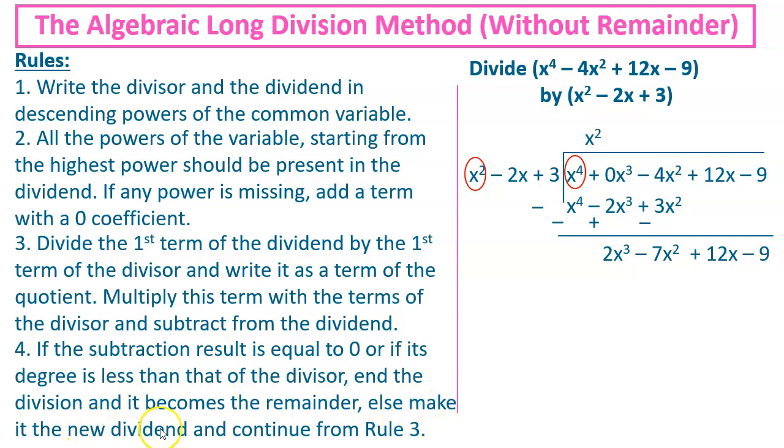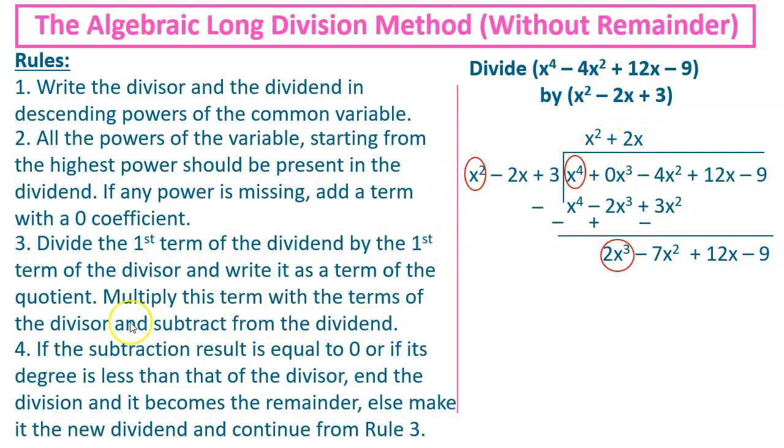Else make it the new dividend. This becomes our new dividend. The divisor is the same. And continue from rule 3. What is the rule 3? Divide the first term of the dividend, which in this case is 2x to the power of 3, by the first term of the divisor. So we divide 2x to the power of 3 by x to the power of 2, which gives the answer as plus 2x. And this is the second term of the quotient.